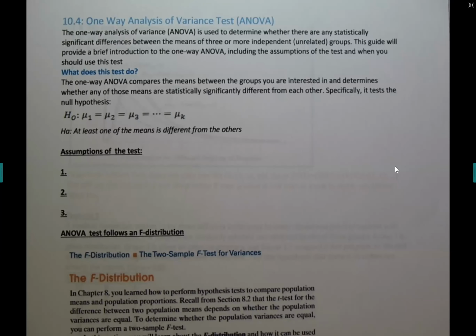So we're doing section 10.4 right now. It's called the one-way analysis of variance test. Probably this is going to be the easiest test, guys, that you've ever seen. You will see how easy this test is, but it's very important as well.